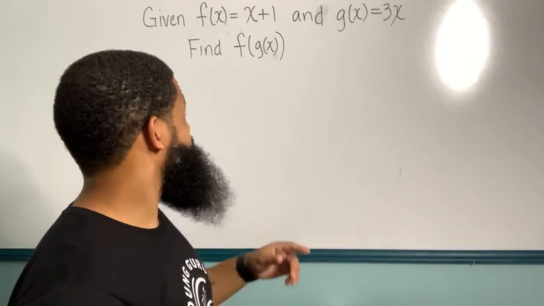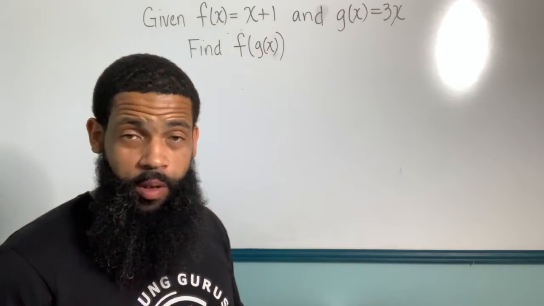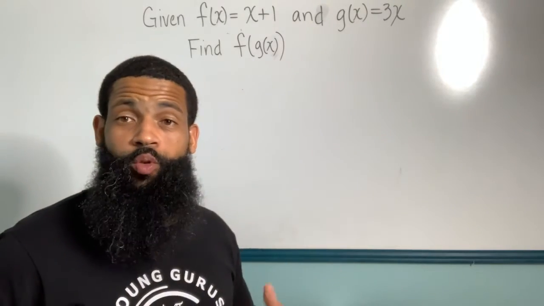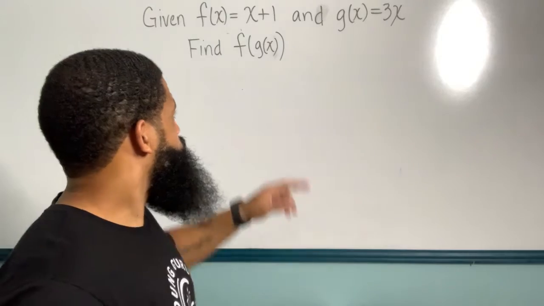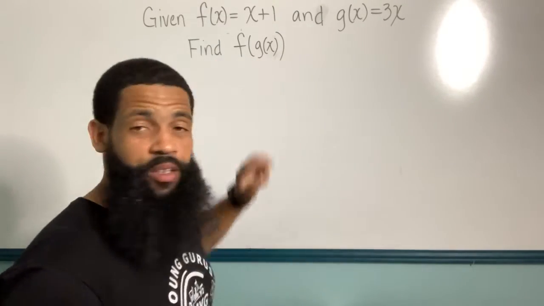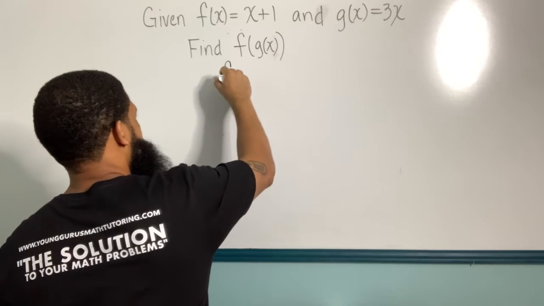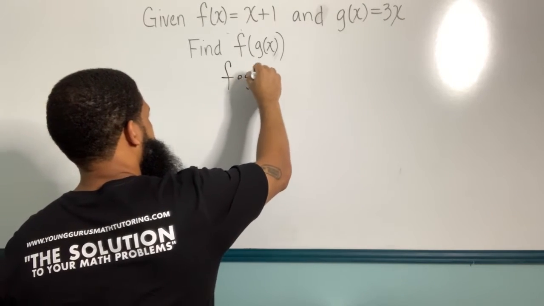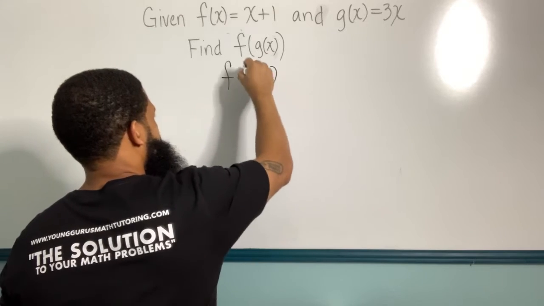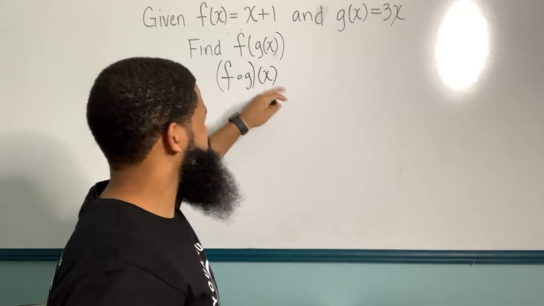So the first example, we're given that f of x is equal to x plus 1 and g of x is equal to 3x. We want to find f of g of x. It also looks like this, you'll see f circle g. You'll see something like that. They call it fog. Okay, so f of g of x.